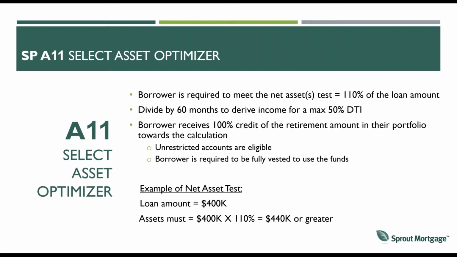So we're going to go over an example. The loan amount is 400,000. The assets must equal 400,000 multiplied by our 110% of the loan amount. So we need to be looking for 440,000 or greater in assets.